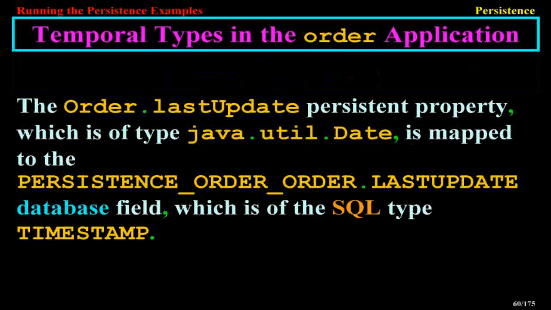Temporal types in the Order application. The Order.lastUpdate persistent property, which is of type java.util.Date, is mapped to the PERSISTENCE_ORDER.LAST_UPDATE database field, which is of the SQL type TIMESTAMP.